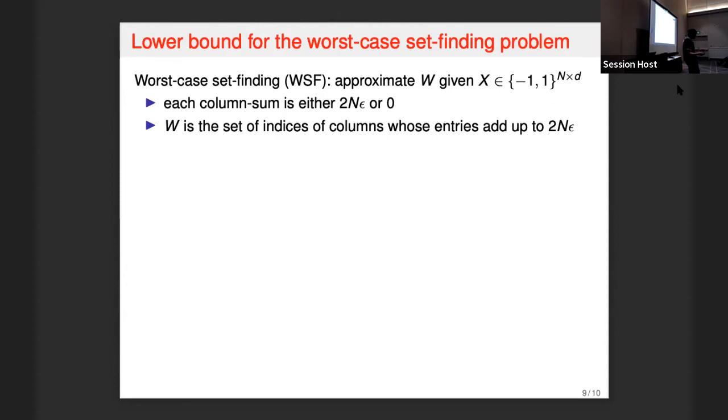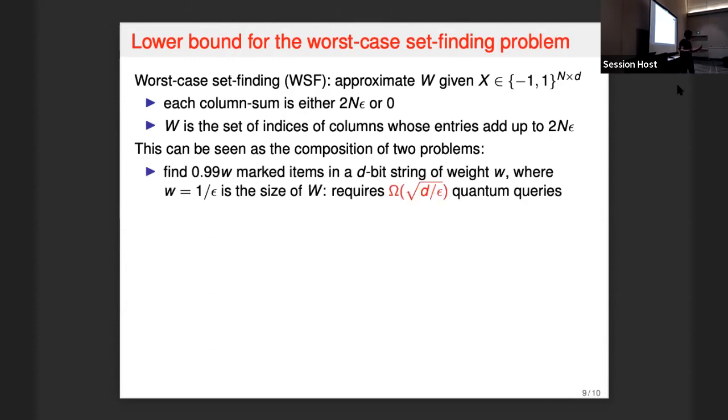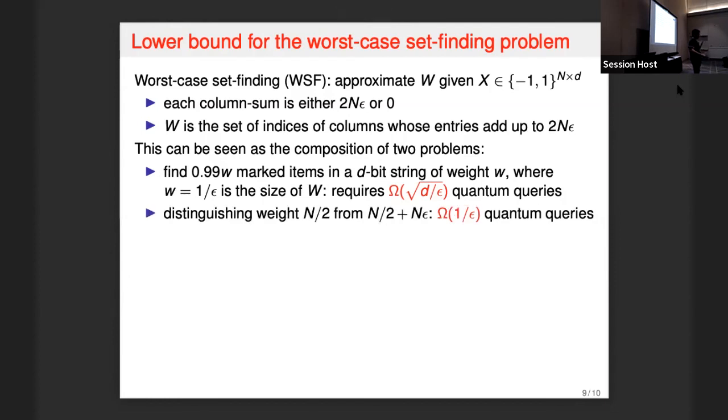And if you look at this problem carefully, you will find it can be decomposed into two problems. The first problem is the multiple item finding problem. That is, we would like you to find 99% of the marked items in a D-bit string with Hamming weight W, and it requires square root of D over epsilon quantum queries. The second problem is the Hamming weight distinguishing problem. That is, you are asked to distinguish Hamming weight capital N over 2 from capital N over 2 plus capital N epsilon, and this requires 1 over epsilon quantum queries.